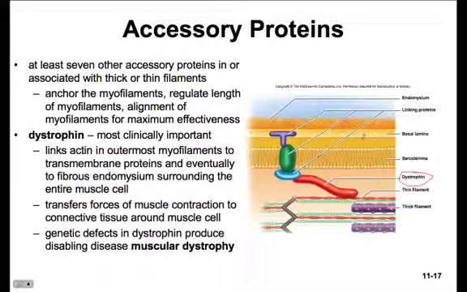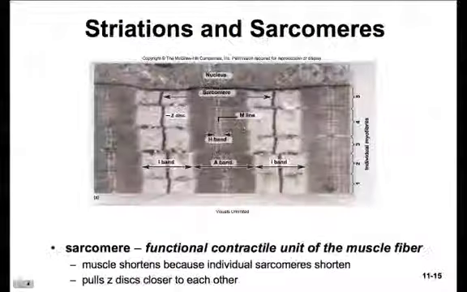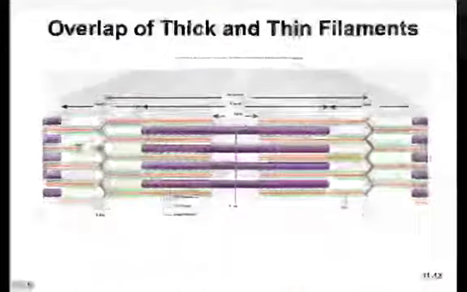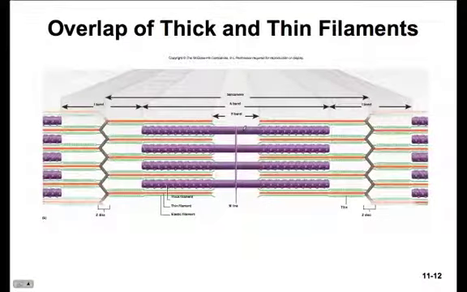So you don't need to know all these different proteins in here, these linking proteins and so on and so forth, just that dystrophin is the protein that goes wrong during muscular dystrophy, and that the function of dystrophin is to anchor the myofibrils to the cell membrane of the muscle cell or the muscle fiber. So that brings us to the end of our segment on the microanatomy of muscle fibers.